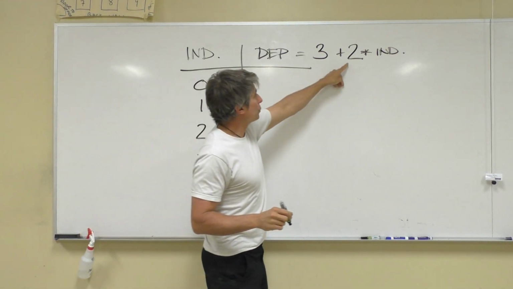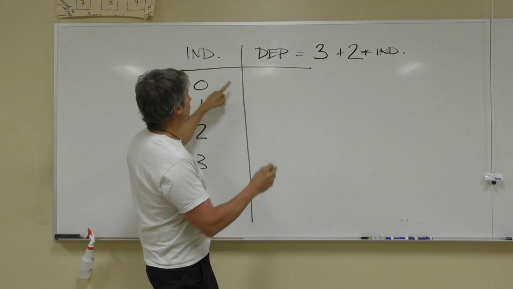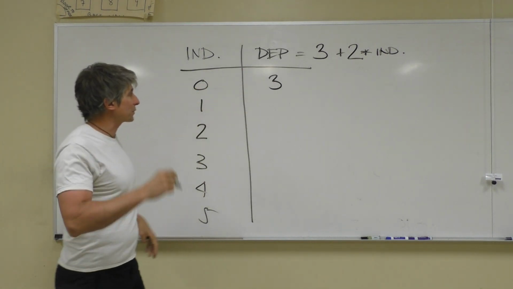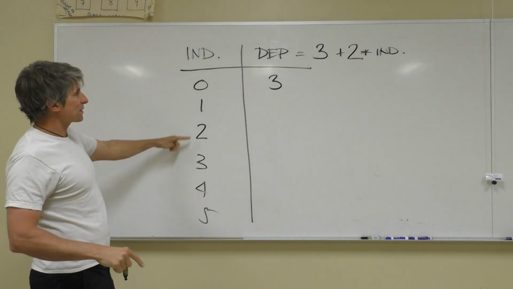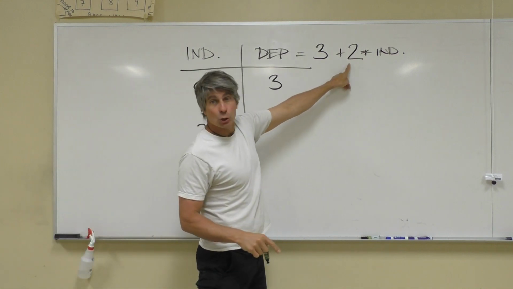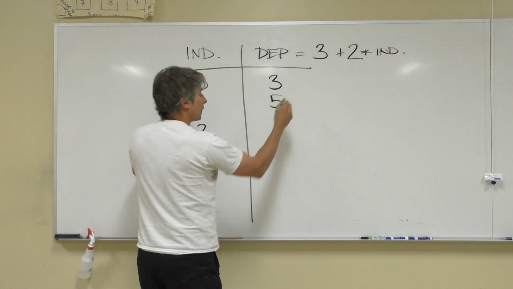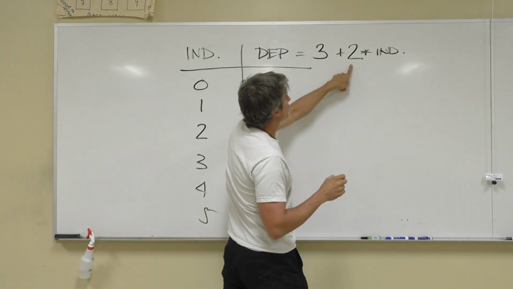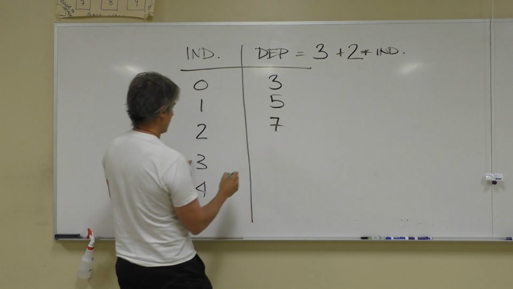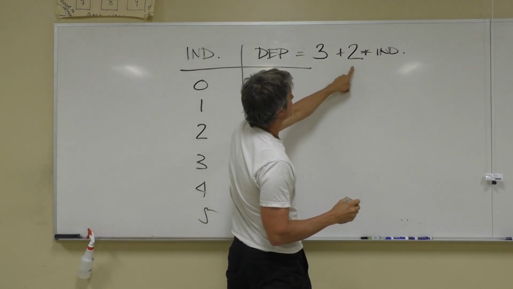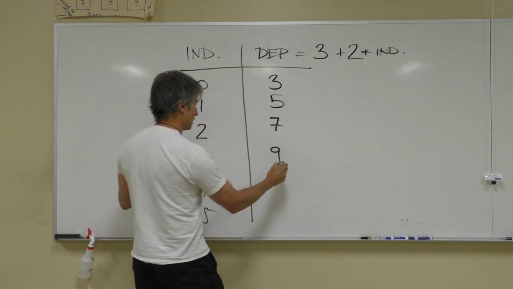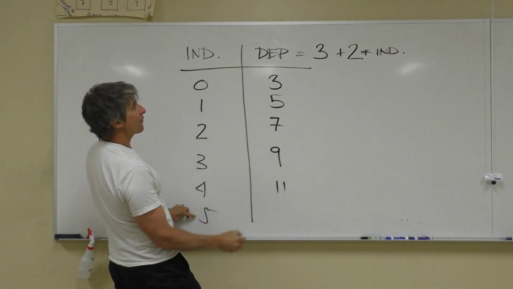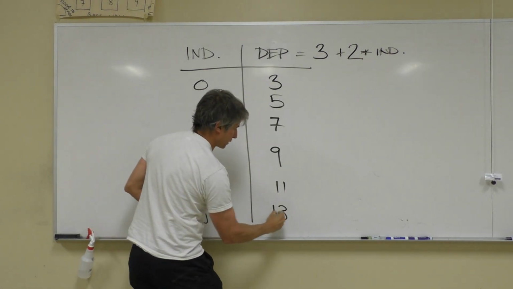So 2 times 0 is 0 plus 3 is 3. So if the independent variable is 0, the dependent variable is 3. I'm just going to go quickly down and do the rest. 1 times 2 is 2 plus 3 is 5. Your job is to keep track of me and make sure I don't screw this up. 2 times 2 is 4 plus 3 is 7. 3 times 2 is 6 plus 3 is 9. 4 times 2 is 8 plus 3 is 11. And 5 times 2 is 10 plus 3 is 13.